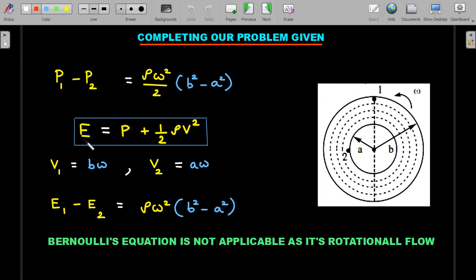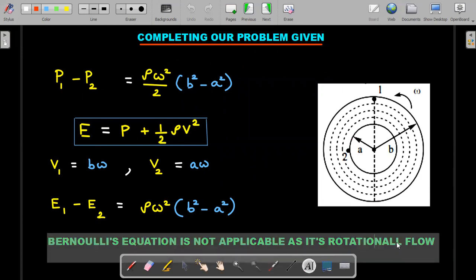You should be able to subtract E1 and E2. Therefore, it will be P1 minus P2, this term, and V1 minus V2 will also ensure that you get a B square minus A square by 2. So the two halves make this term. So the value of the fluid element's energy outwards is much larger than the value of the fluid energy inside, and they're not equal to each other. So Bernoulli's equation here is not applicable as it's a rotational flow. Okay, right? Let me correct the spelling of rotational here.